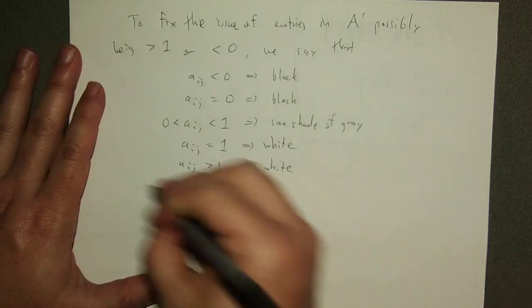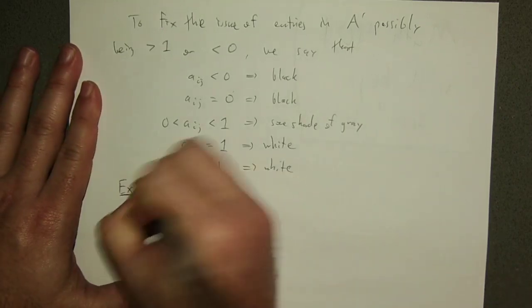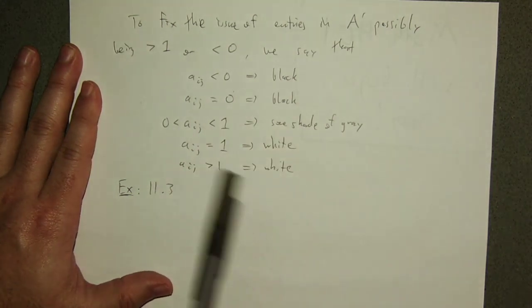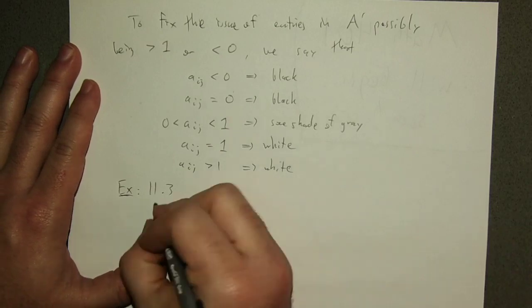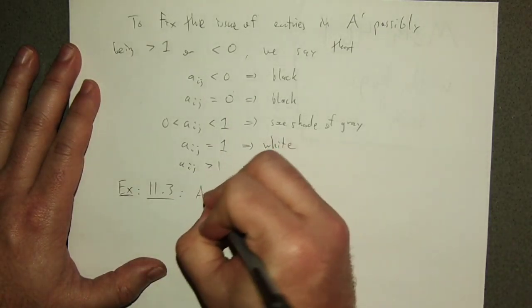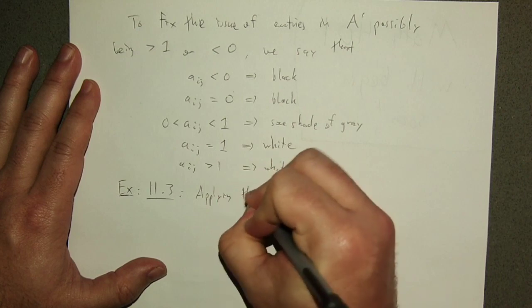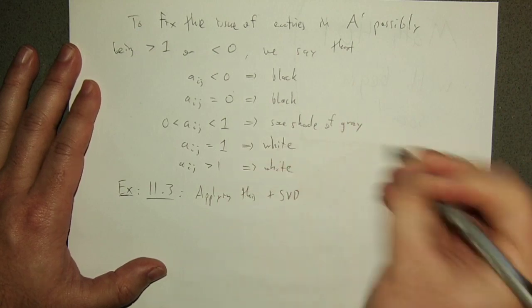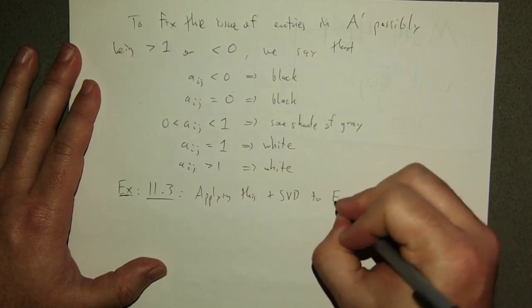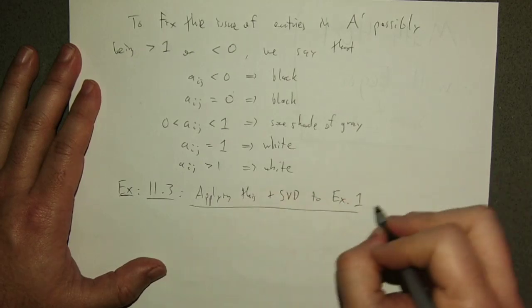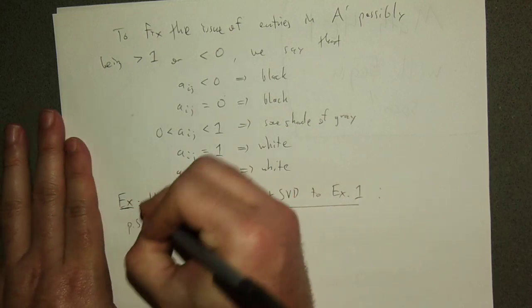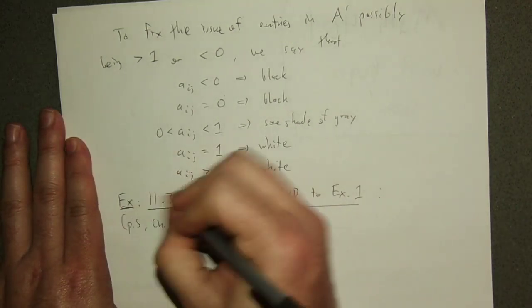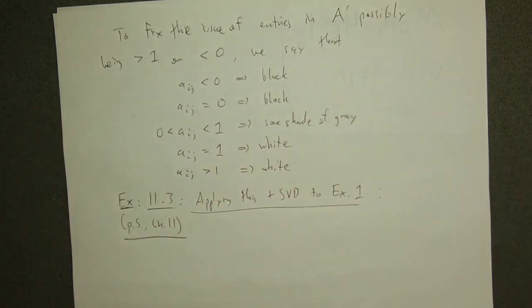So, example 11.3 is the first two examples, right, which are really a single example, taken, so applying this and singular value decomposition in general to example 1, we get some pretty pictures here. Like I said, I'm not going to redraw these. So this is on page 5 in the notes, so page 5, chapter 11. So what does this look like?